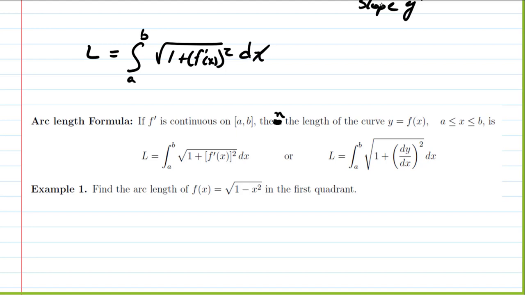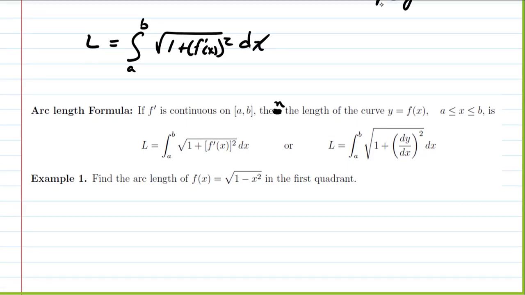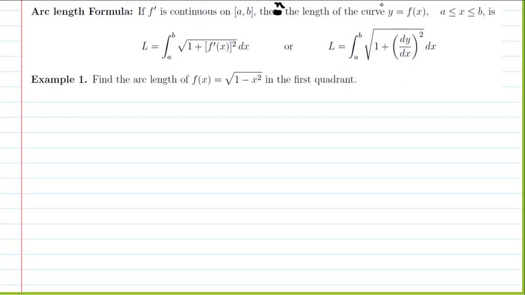So basically, the idea is we just made it into a whole bunch of little teeny right triangles and then let the lengths of the sides of the triangles go to 0 to get the exact arc length. So that's pretty cool. So let's see if we can do our first example. It says, find the arc length of f of x equals the square root of 1 minus x squared in the first quadrant. So let's draw a picture.